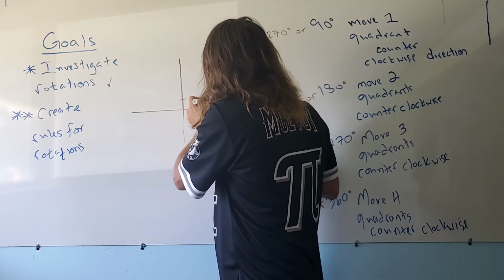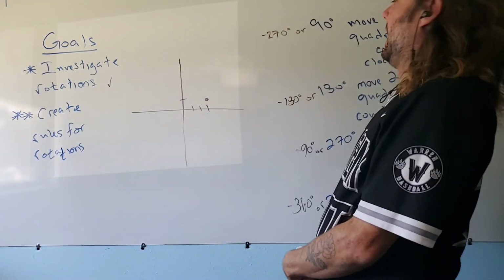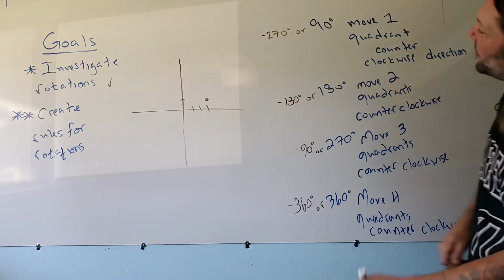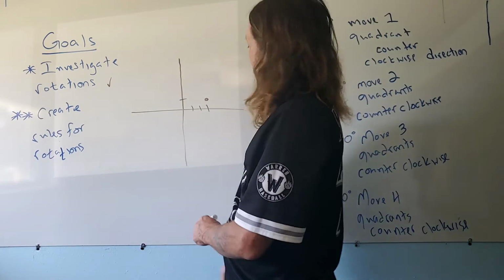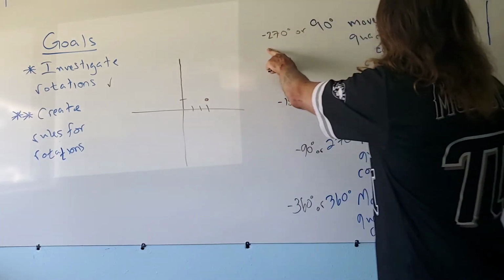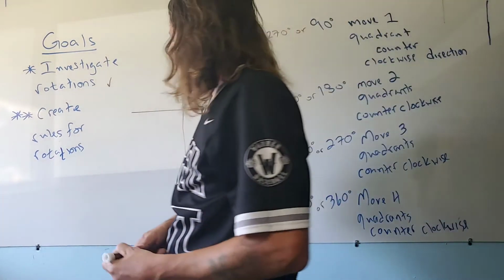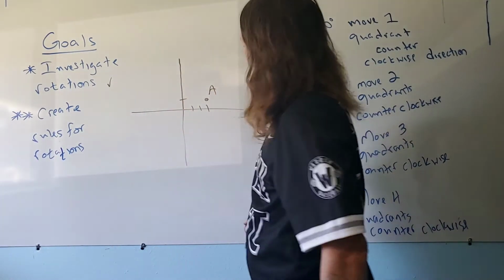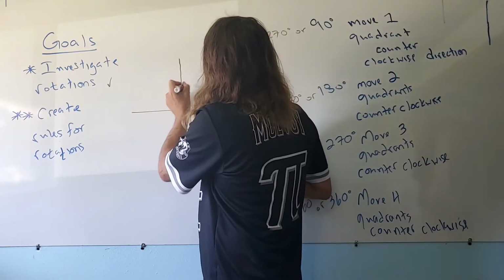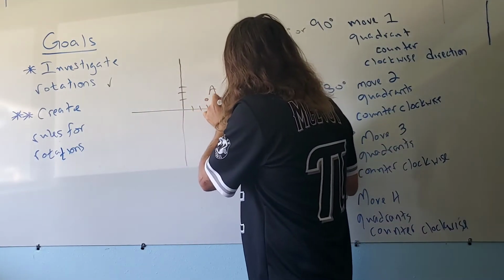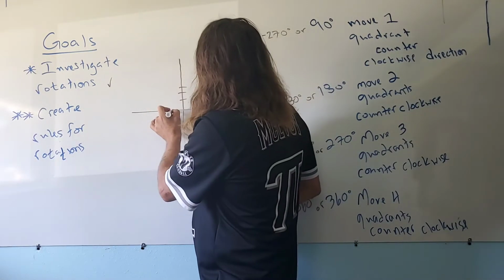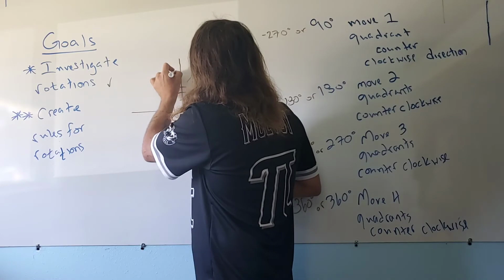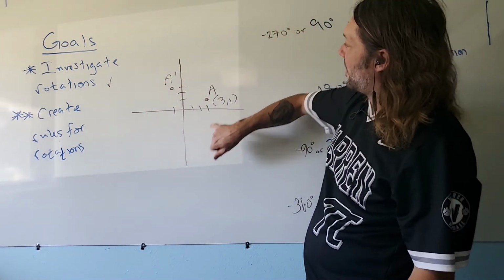So I'm going to start at (3, 1). And I'm going to rotate 90 degrees. I'm going to move 1 quadrant counterclockwise, or I can go 3 in the clockwise direction. So to do this rotation, we're actually going to move our shape, and I'll call this A. We're going to move A, which is at (3, 1). A actually moves now to A prime, which is going to be at (-1, 3).